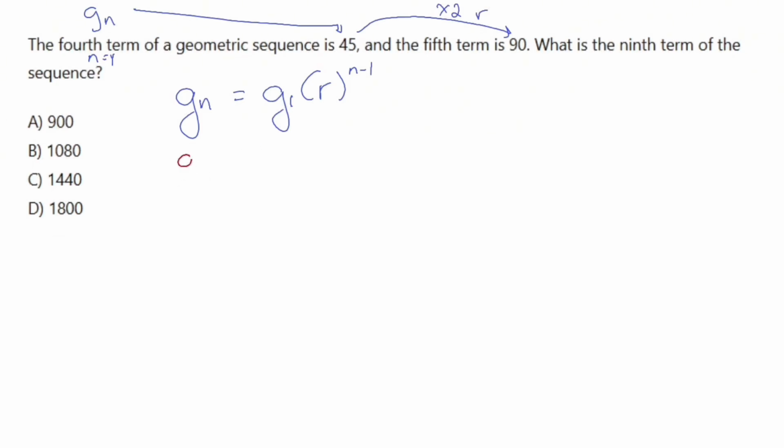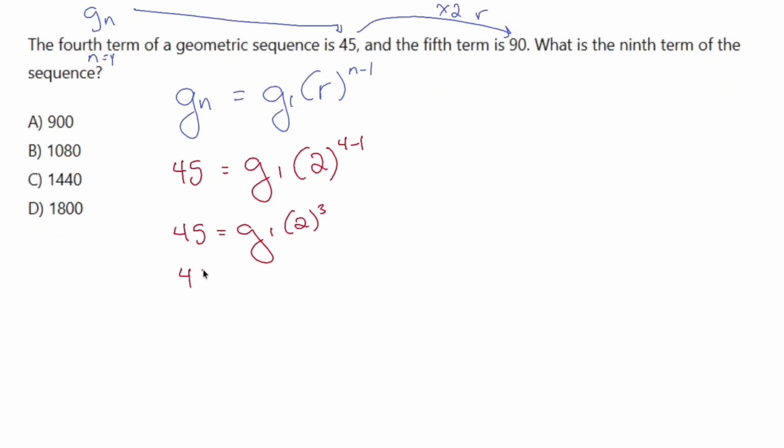So g sub n, which is 45, so let me just jump right into it and say 45 is equal to the first term times the common ratio of 2 to the 4 minus 1, because it's the fourth term that we're talking about. So 45 is equal to g sub 1 times 2 to the third power, or 45 is equal to g sub 1 times 8. Now let's divide both sides by 8, and that's going to give us our first term of 45 over 8.